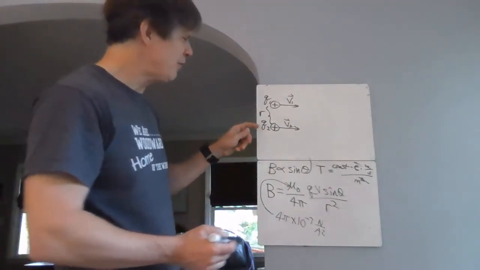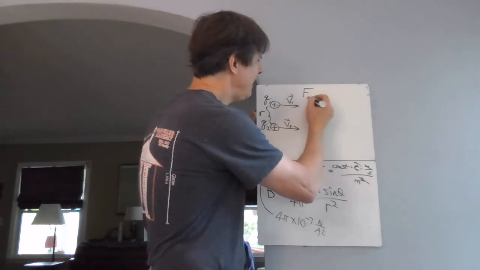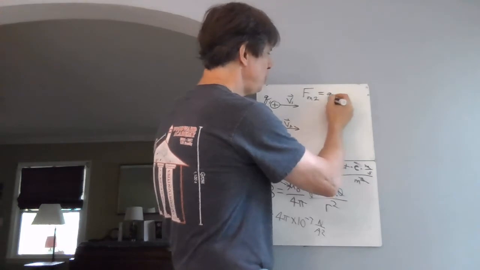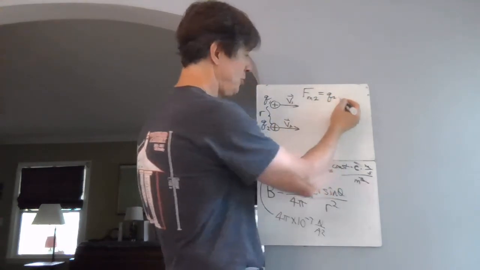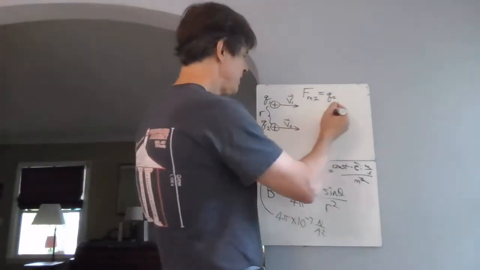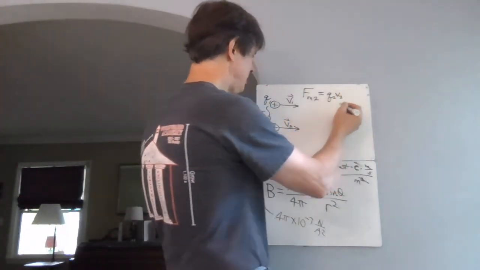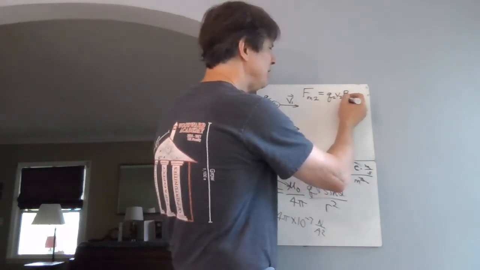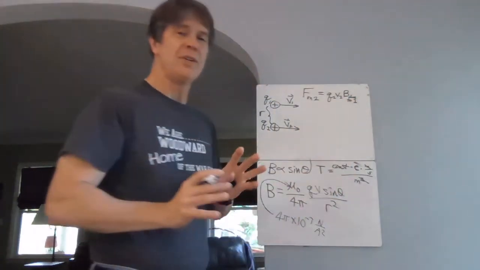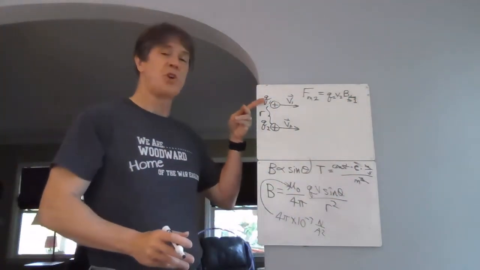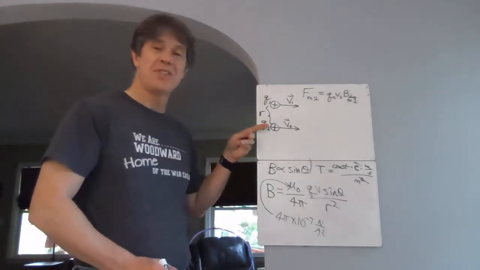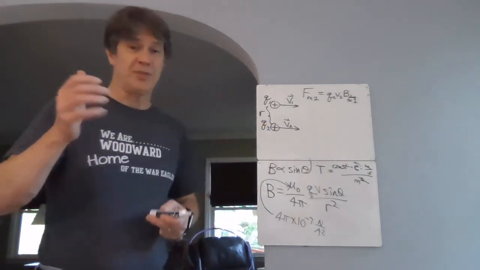So the force on 2 is equal to its own charge q2. It's a charge subject to a magnetic field. So q2 times its own speed v2 times the magnetic field due to number 1. Here's the way you think about it. This charge produces a magnetic field which influences this one. All right, so let's figure out what direction it points.